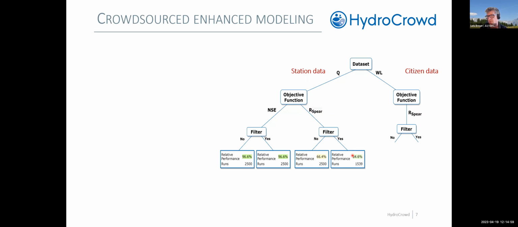So in the next step, we were using our citizen data in a similar approach. And as you can see, the relative performance is as bad as it is if we use the automatically obtained data. And if we apply the filter again, it increases to 84% of the optimum, similar to what we can achieve by using measured discharge data. So the overall conclusion from this testing of the calibration schemes is that using citizen science data, we can come up to results which are almost as good as if we're using the automatically measured data from the station.